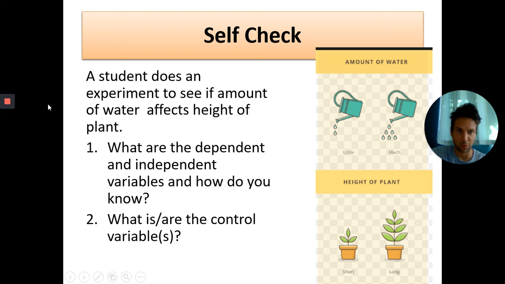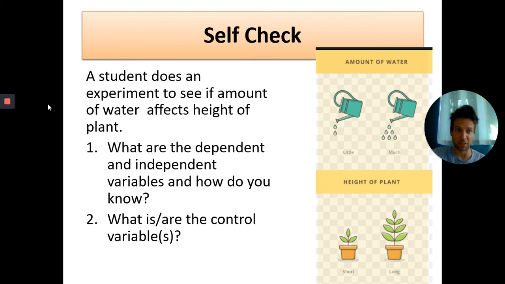So in this case, the student wants to know, does the amount of water make the plant grow taller? Okay, so the student is controlling how much water they're giving it. Maybe they give one plant a little bit of water, maybe they give the next one a medium amount of water, and they give a third plant a whole lot of water. The independent variable, the thing that the student is controlling, is the amount of water, because that's what the student is controlling and changing on purpose.